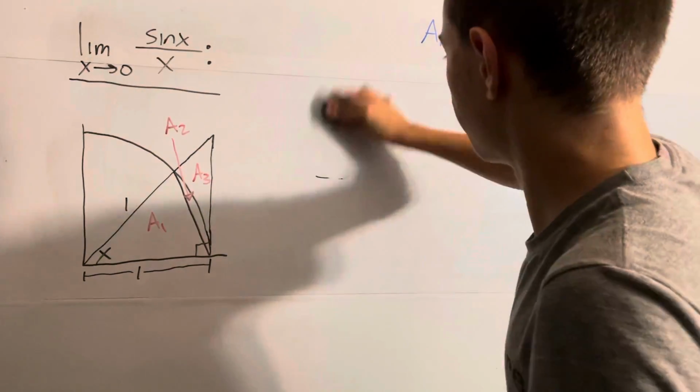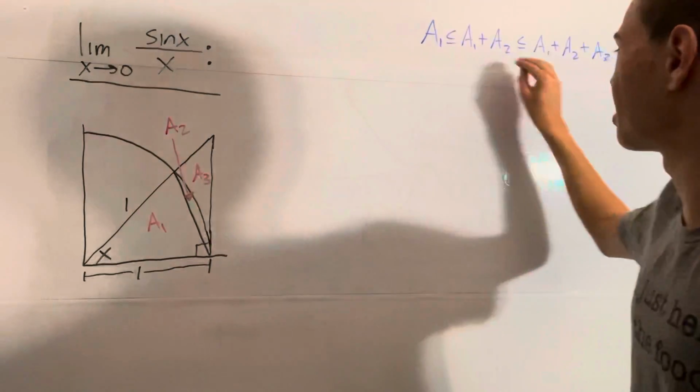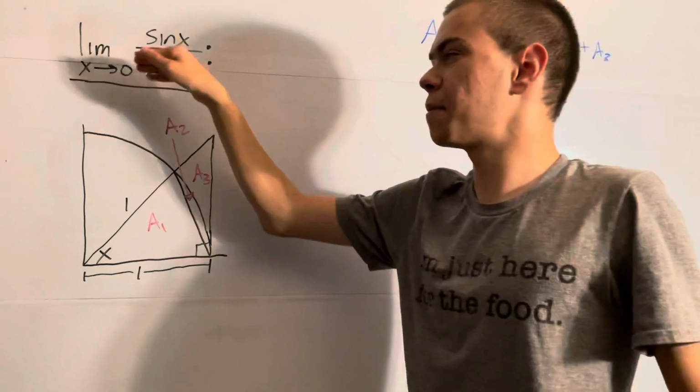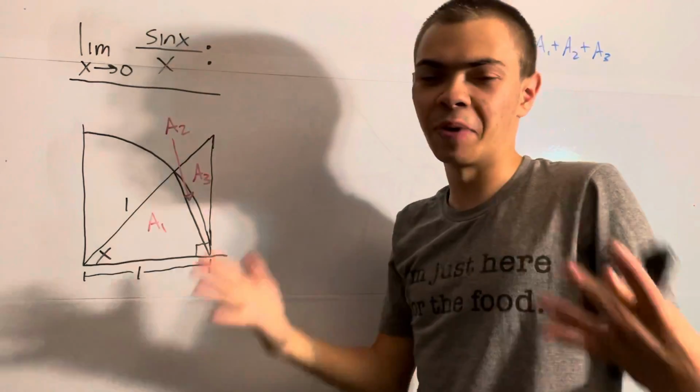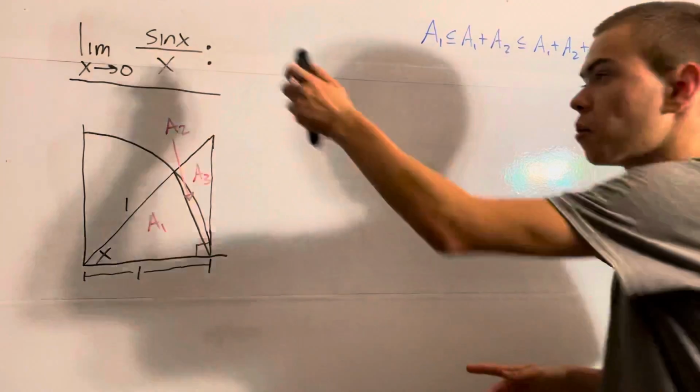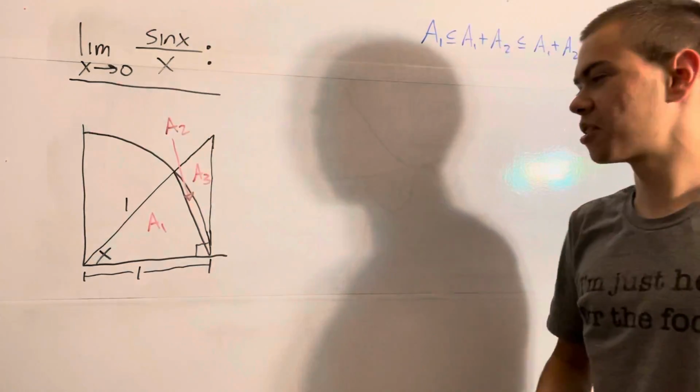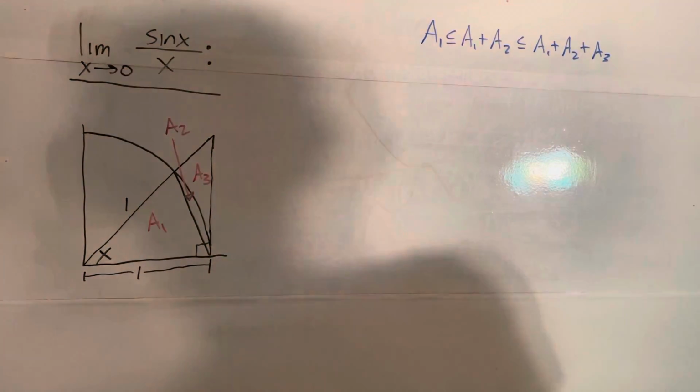Now, just because these areas approach 0, that doesn't mean that this will approach 0. We haven't even brought sine x over x into the picture yet, so it has nothing to do with that. We're going to, though. So how we do that, I'm going to show you. But anyways, that's the idea that we're going to use.